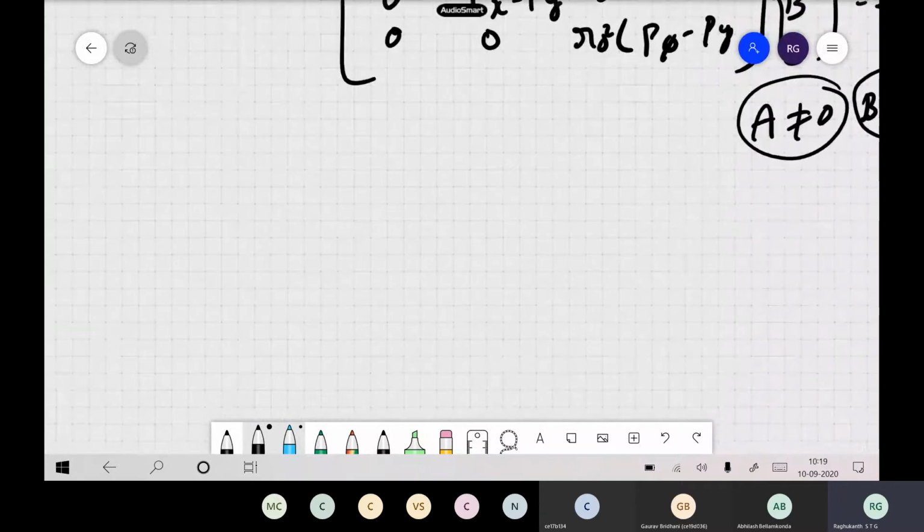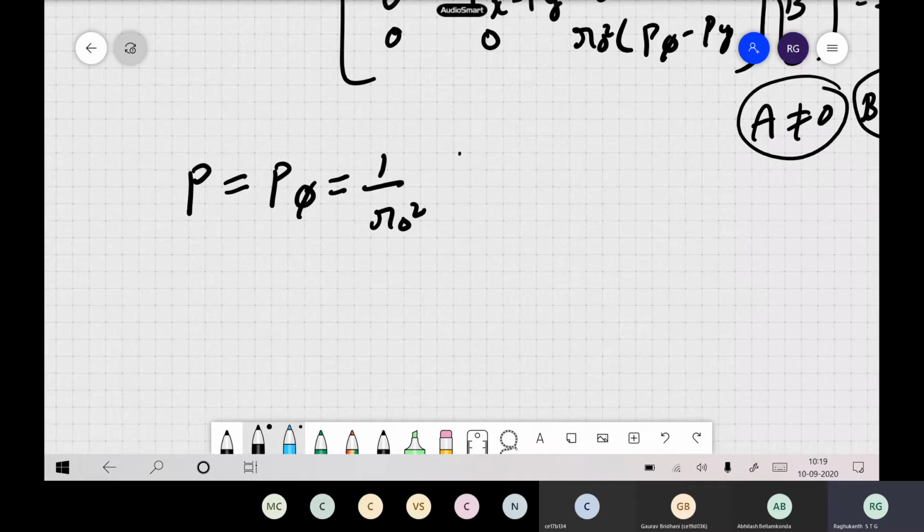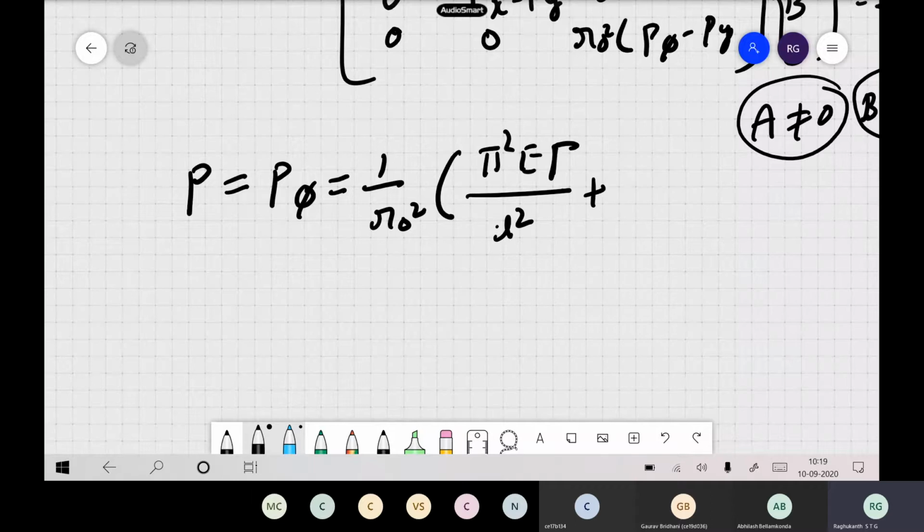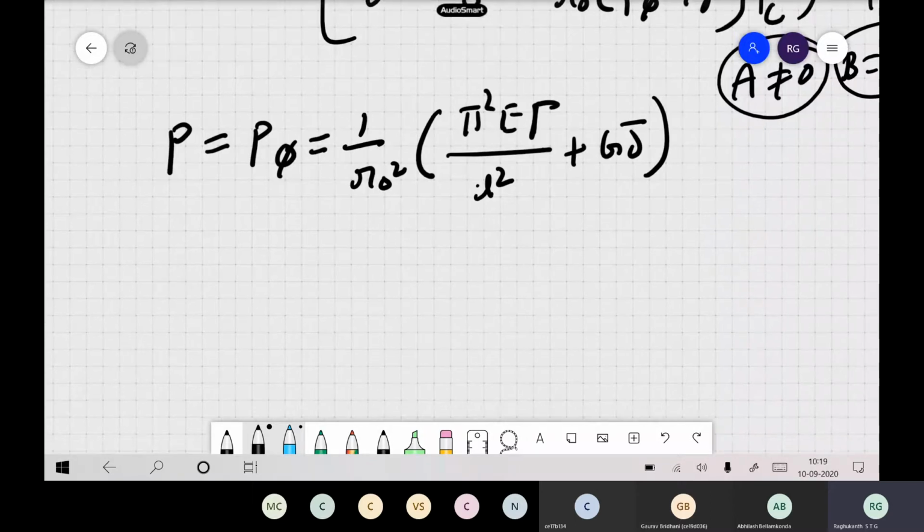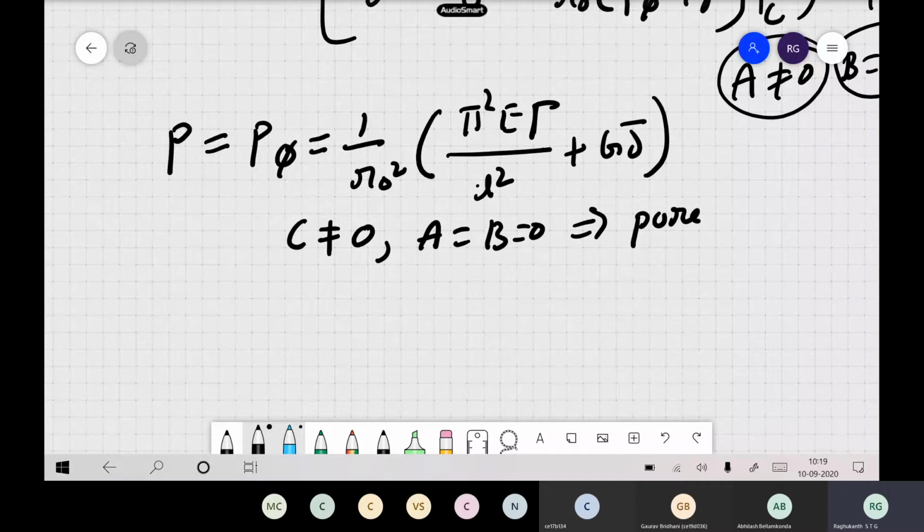Now similarly the third one, the last one, PCR. That P phi is equal to 1 by R naught square times pi square E times the warping constant by L square plus GJ. Here also, if you substitute P is equal to P phi, you can show that C cannot be equal to 0, whereas A and B have to be 0, which means pure torsional buckling.